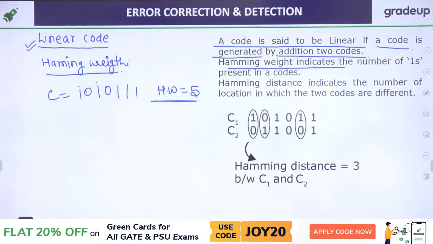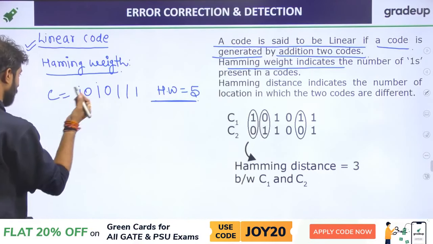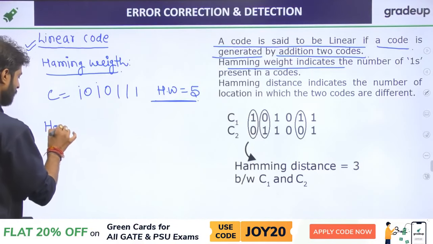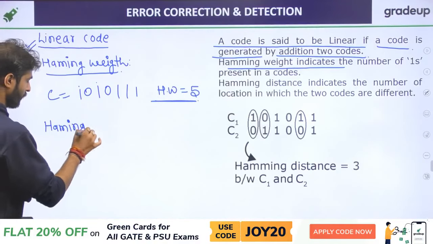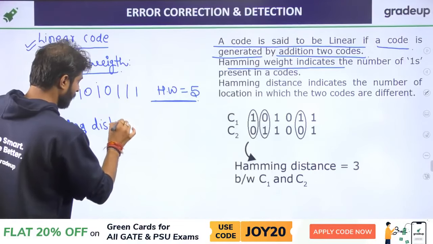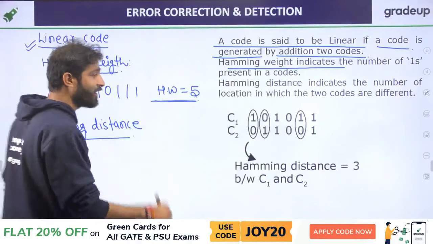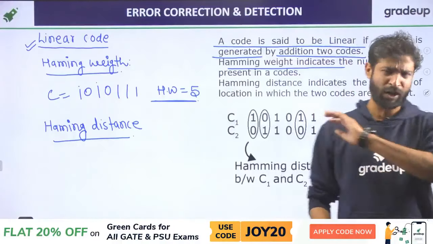Hamming weight is 5. Now there is another one, called Hamming distance. These words are frequently used for error detection and error correction.